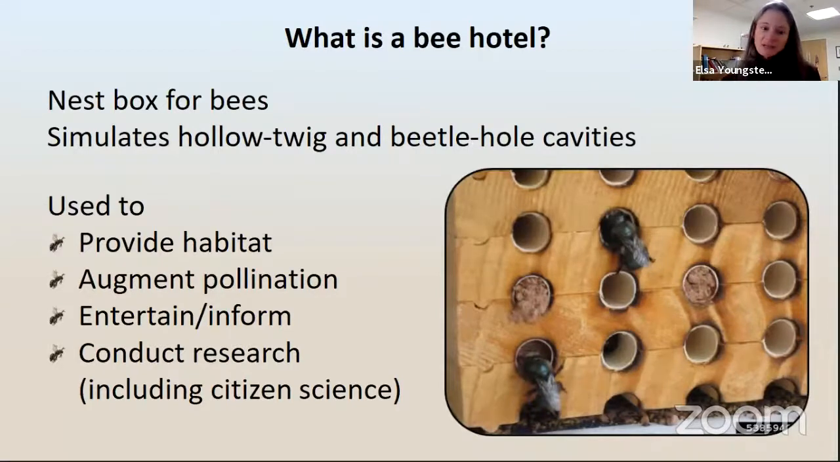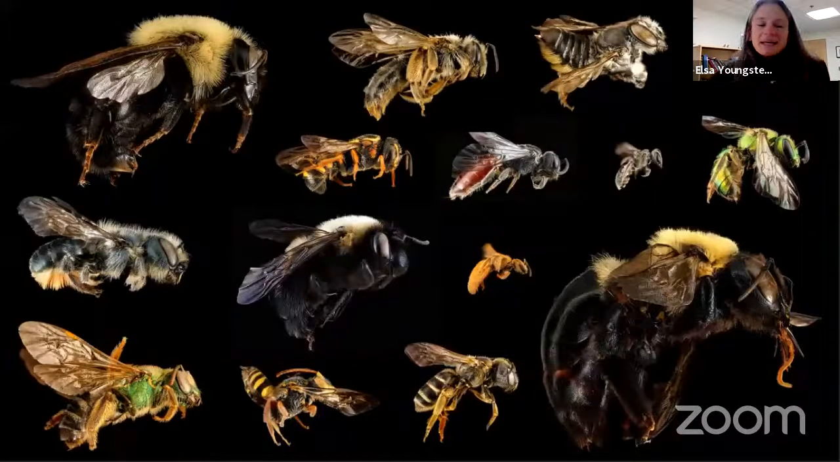And if you're interested, there are even citizen science projects, not based here, but various ones around the world, that collect data from anybody who has a bee hotel. So you can actually contribute your observations to a broader information gathering process. So that's the very basics of what a bee hotel is.